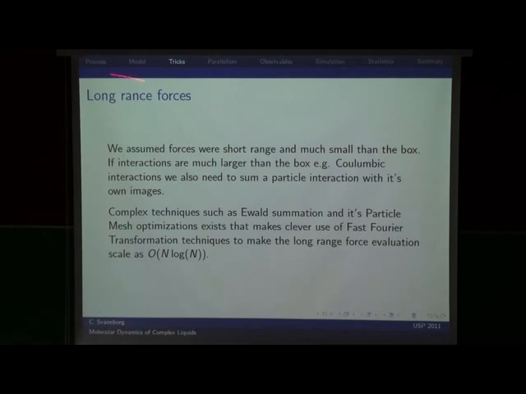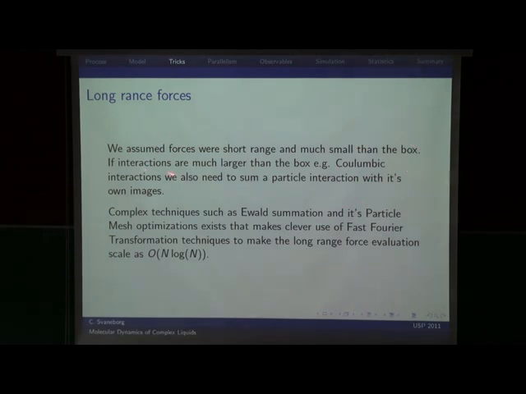Okay, I do not want to talk about long-range forces, except to mention that they exist. So far I've assumed that all forces have a cutoff distance that is much smaller than the simulation box. But for instance, we know Coulombic interactions go as 1 over r, which is long range. And how can we treat long-range interactions?